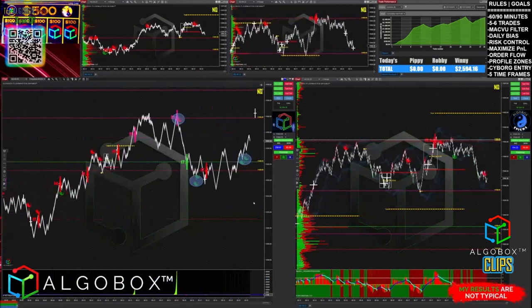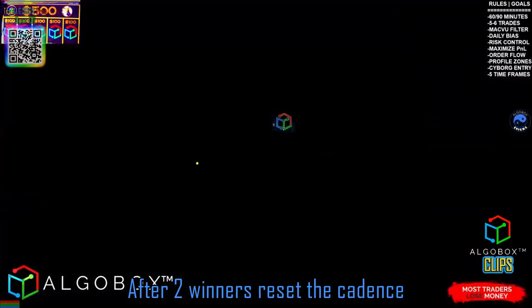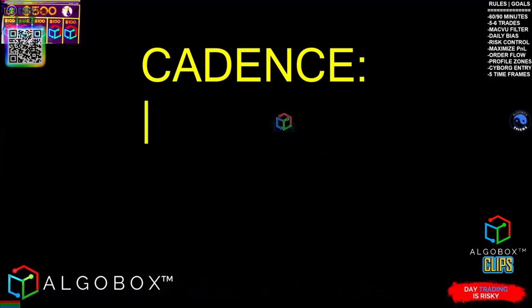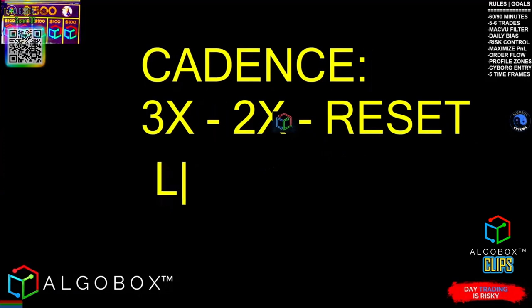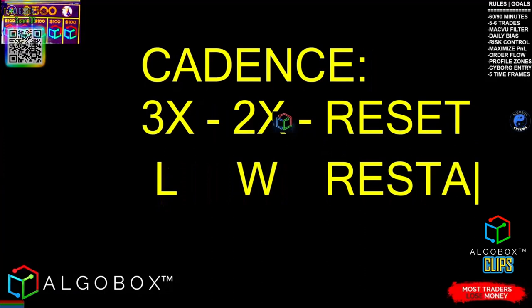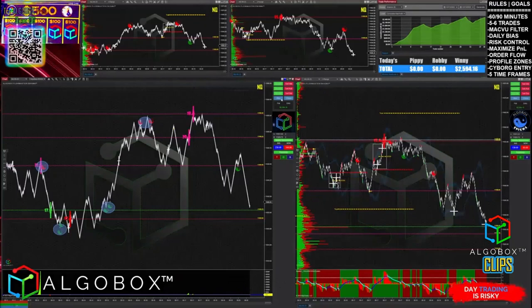And you can do something as simple as two winners. After two winners, reset the cadence. All right, so if you're taking your notes, you want three losers, two winners, then restart again. Wait for three losers, take two winners, and this is called stacking. Write it down, stacking. Stacking cash.